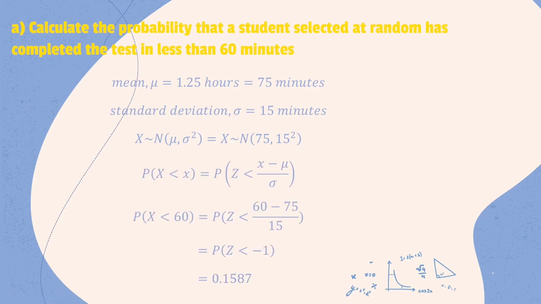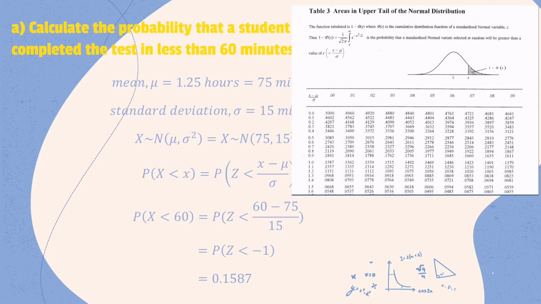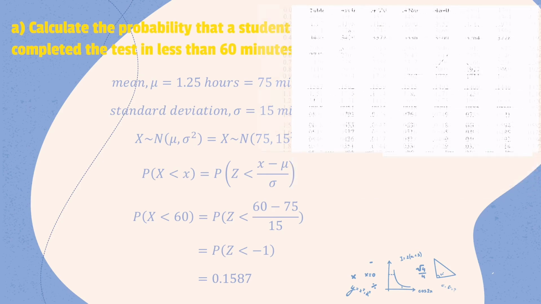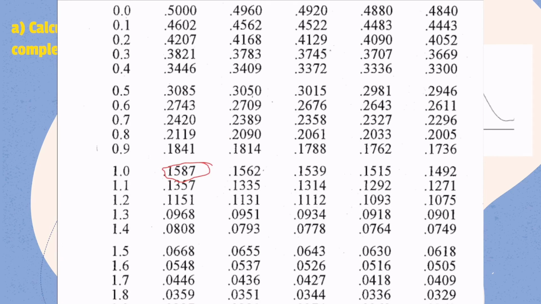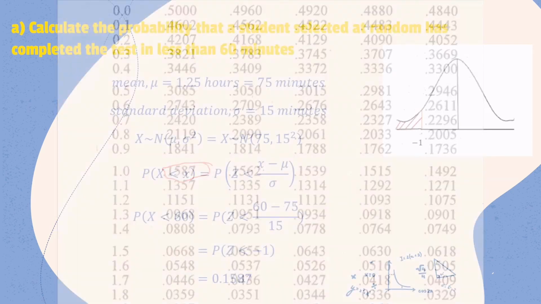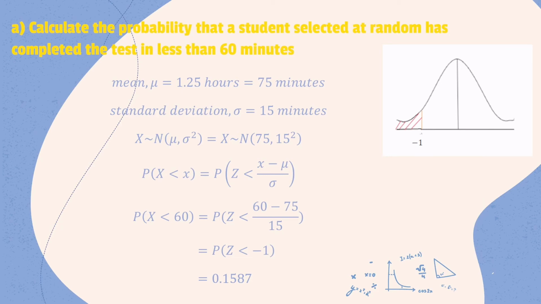So we're going to use the formula P(X < x) equal to P(Z < (x minus mu) divided by standard deviation). So we key in those numbers, which is P(X < 60) equal to P(Z < (60 minus 75) / 15), where 75 is the mean and 15 is the standard deviation, and we calculate it and we get -1. When we get -1, we look at the statistical table, table 3, area in upper tail of normal distribution, and look for the value 1, which is 0.1587. Since this is less than 60 minutes, we take that answer, which is 0.1587.